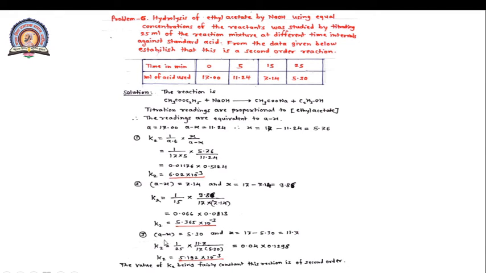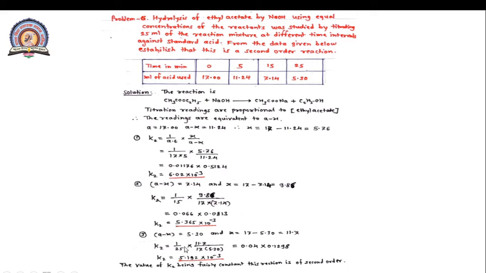5.365 into 10 raised to minus 3. Then third, A minus X is equal to 5.30, and X means 17, this is the initial, minus 5.13, we get X, the amount consumed, as 11.7.